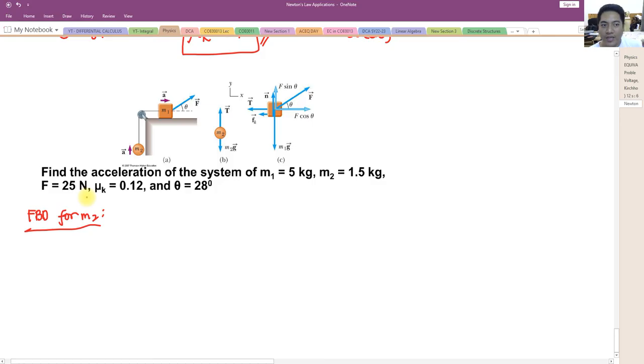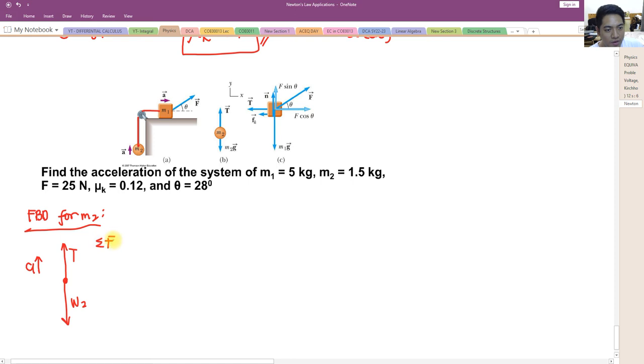Acceleration is being asked. This is connected with a cable, so the acceleration of mass 1 is equivalent to the acceleration of mass 2. For the FBD of the spherical ball that is hanging, we have the weight W sub 2, indicating the weight of the second object, and then we have the tension. We also have an acceleration.